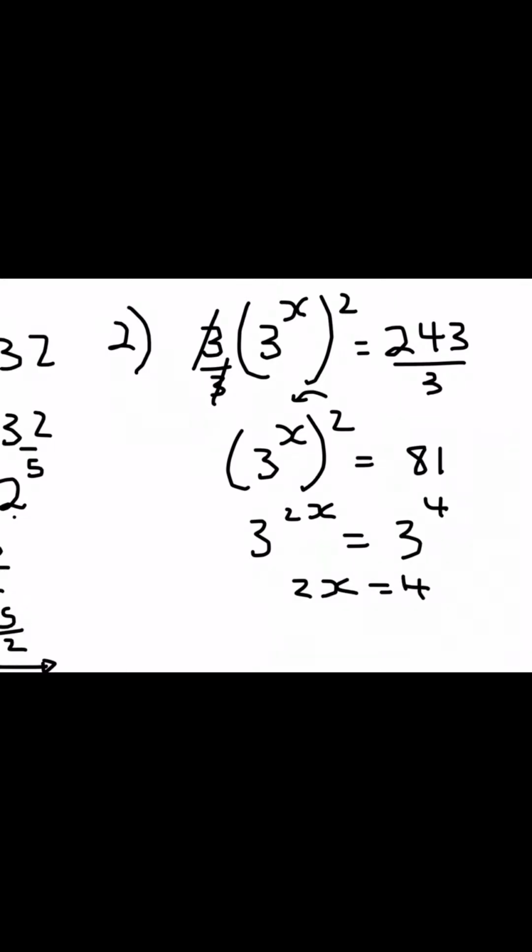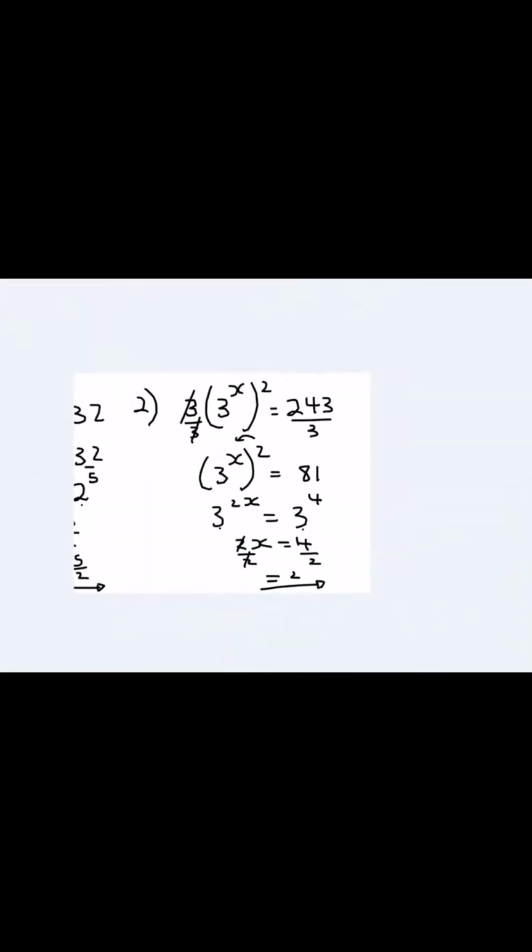Why? Because the bases are the same, they fall away. So that is the main aim, to make sure that the bases are the same so that they fall away, and then you divide by 2 so that it cancels completely, and x equals 2, and that is the end of that one.